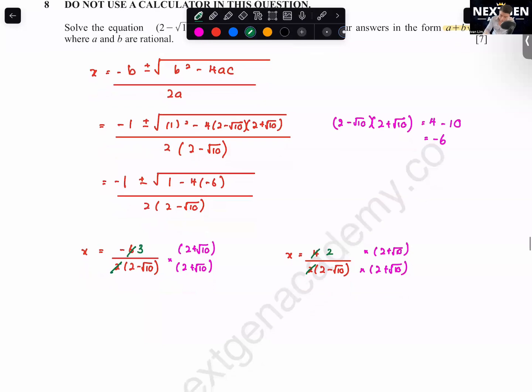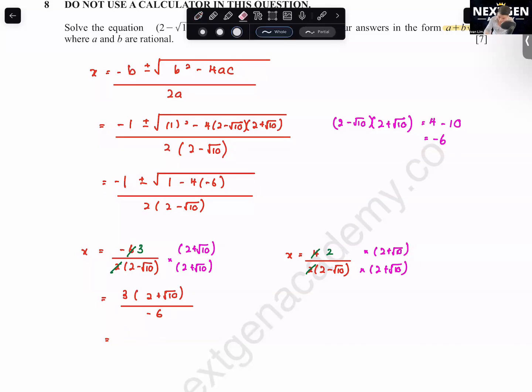What will you get here? You will get 3, 2 plus sub 10 over, what's the value just now? 2 minus sub 10 times 2 plus sub 10, we get negative 6. And what's your final answer? Here you get 6 plus 3 sub 10.